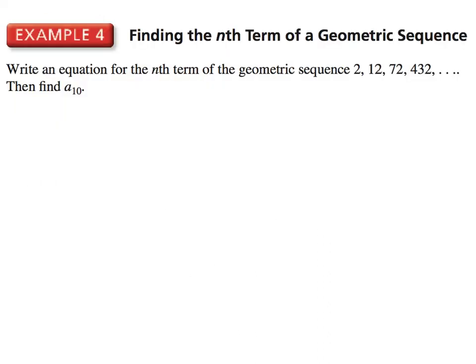Example number 4 is finding the nth term. So this means you can find any other term you want, given the first terms of a sequence. So here we go. 2, 12, 72, 432. Absolutely, if you want to continue on to see what the 10th term is, you're more than welcome to do that. But you are in an algebra class, so we need to use algebra. We have to write a function. We have to write an equation. So we're going to start by writing down our equation.